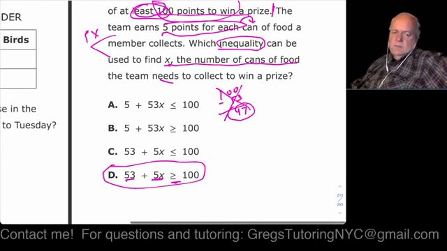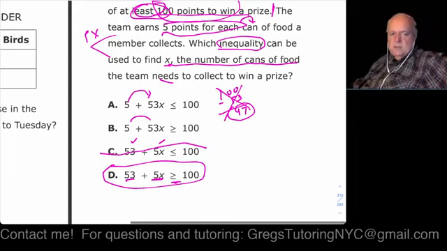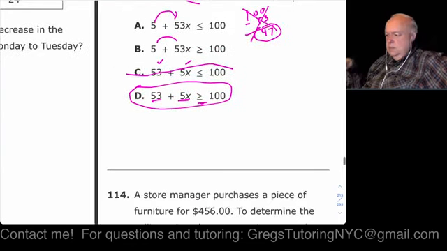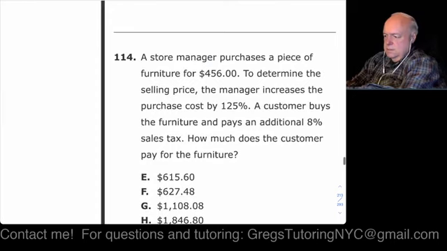C is no good because it is the number of points they have plus 5 points per can, but this says less than or equal to. They want to go over it. So C's out. A and B just flip the order. It's 5 points per can, not 53 points per can. So that's out the window as well. And then 114 was not an algebra question. So let me note this here.